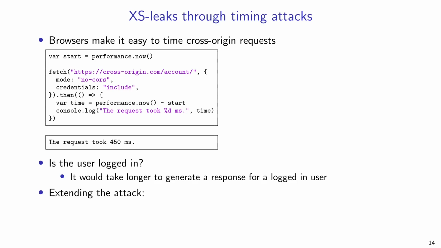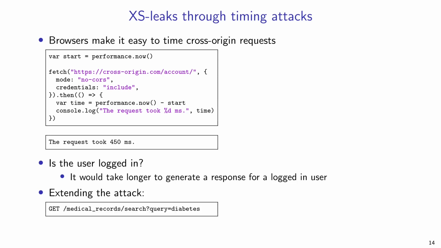And the same idea can be applied for extending the attack. Suppose the target website has a search form that allows users to search their medical records. Here too, timing can leak information. If the request finishes very quickly, it might mean that the search did not return any results, whereas if the response takes longer, the attacker might infer that many results were found and it took longer for the server to process them. Right? So I hope you got the idea behind these timing attacks. As you can see, even though they are quite basic, they can be surprisingly effective at leaking information about a logged-in user.